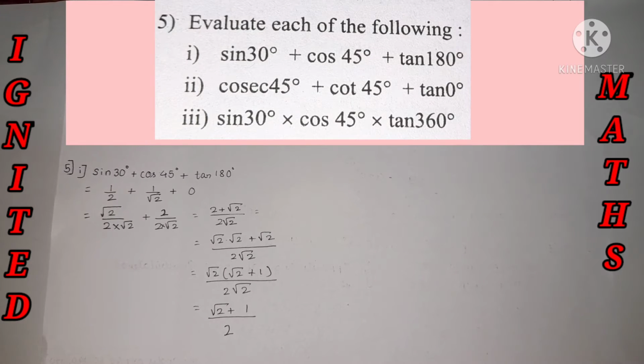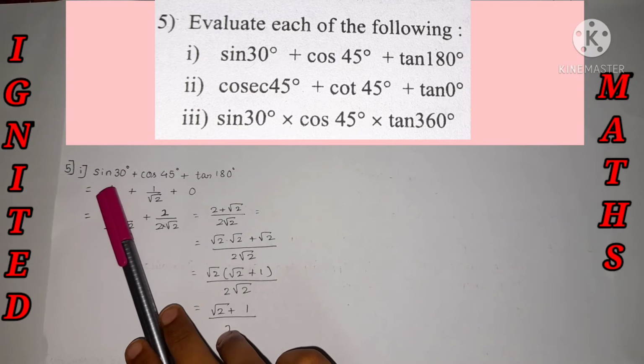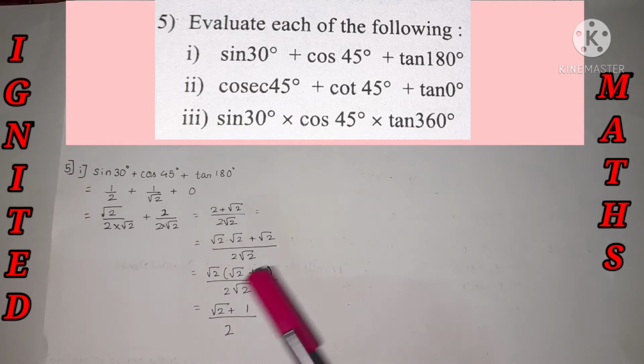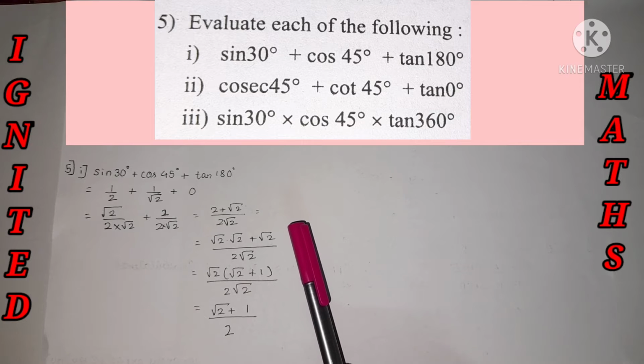Next question: we need to evaluate each of the following. There are 3 sub-questions given, and we are doing the first one here. The question is sine 30 degree plus cos 45 degree plus tan 180 degree, and we need to find the value of it.